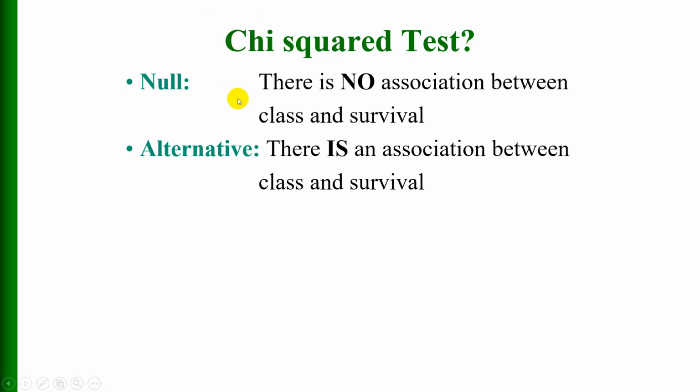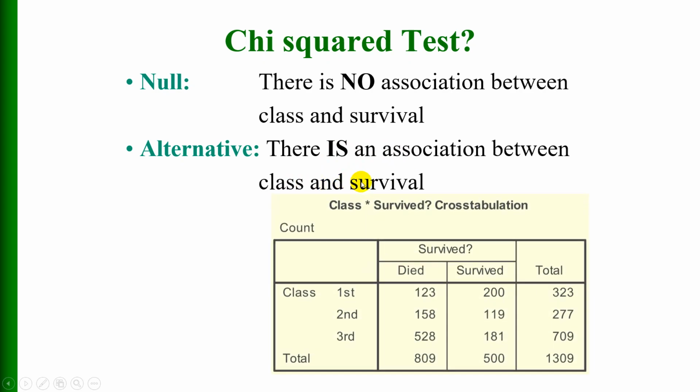So the null hypothesis would be there is no association between class and survival. Now class and survival, these are two categorical variables, so we are going to use the chi-square test. And our alternative hypothesis would be there is an association. So no goes with the null, and existence goes with the alternative, and it means that there is an association between class and survival.